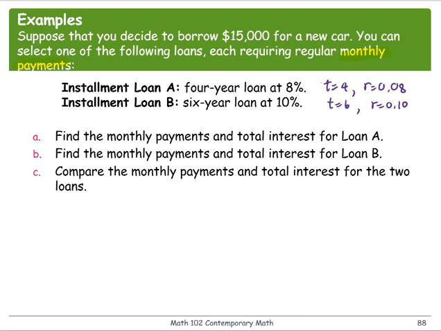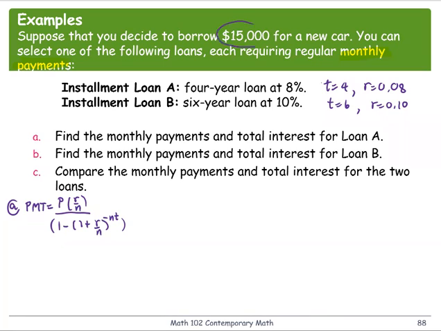In part A, we're going to find the monthly payments and the total interest for loan A. In part B, we do the same for loan B. And then in part C, we're going to compare the monthly payments and the total interest for the two loans. So let's bring in the formula to compute the payment. In part A, PMT equals P multiplied by R over N, divided by the quantity 1 minus the quantity 1 plus R over N raised to the power negative NT, close the parentheses.